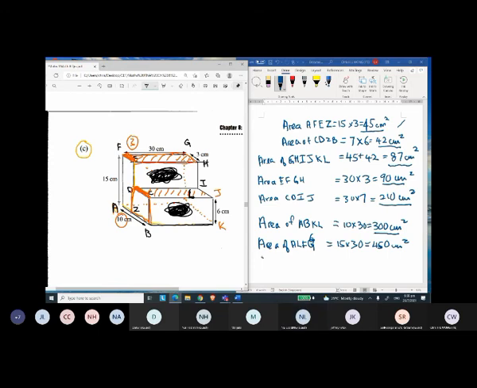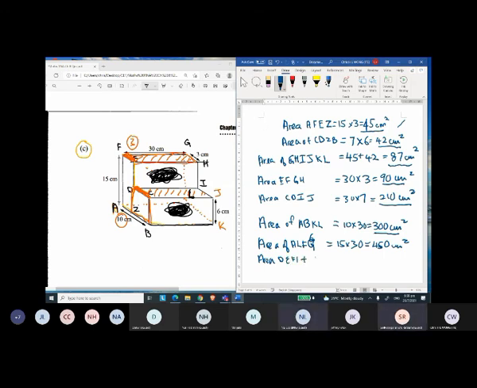So I'll write down, okay, area DEHI plus BCJK also equals 450 in total. Also equals 450, right?